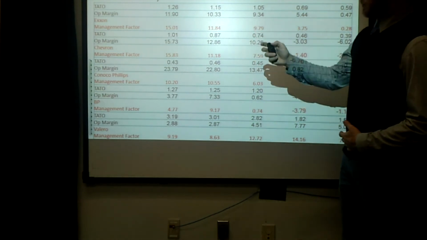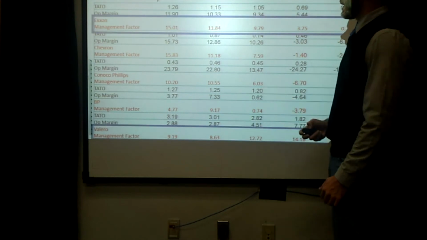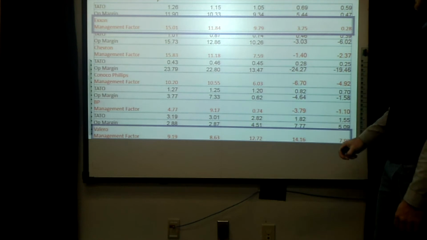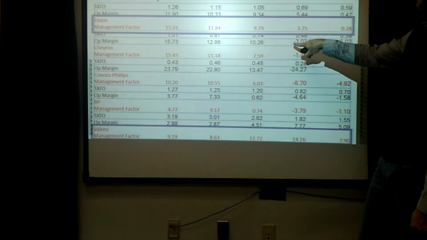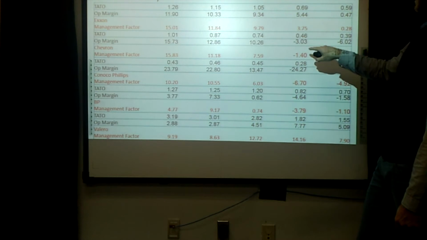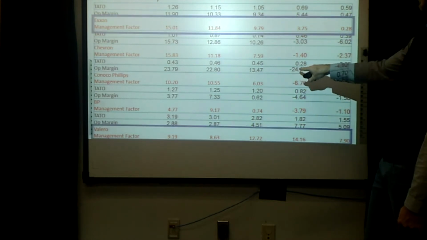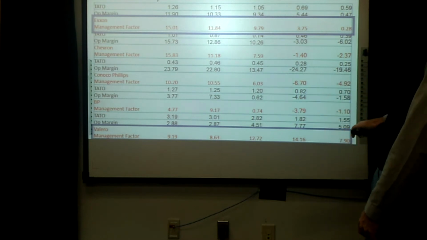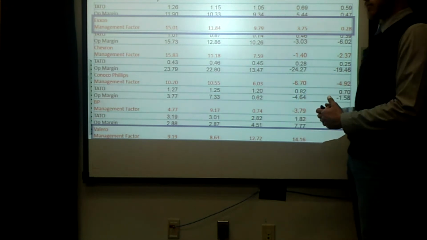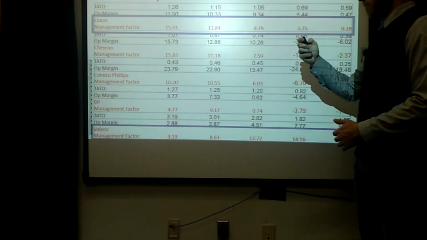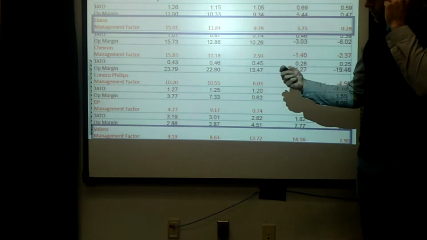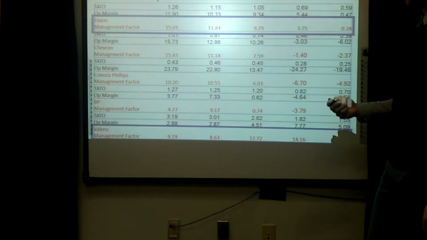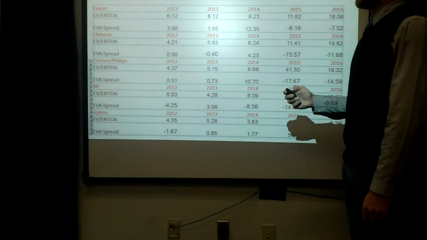So we calculate that management factor, and we see that Exxon and Valero are the two best companies, because you'll see that the operating margins for Chevron, ConocoPhillips, and BP are negative, and that negative operating margin is very bad. It's your EBIT over sales, and you want that to be positive because that's something that you have significant control over.